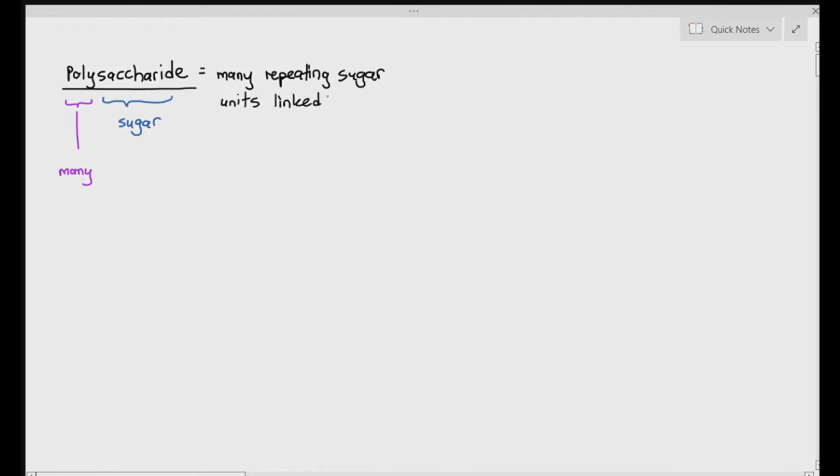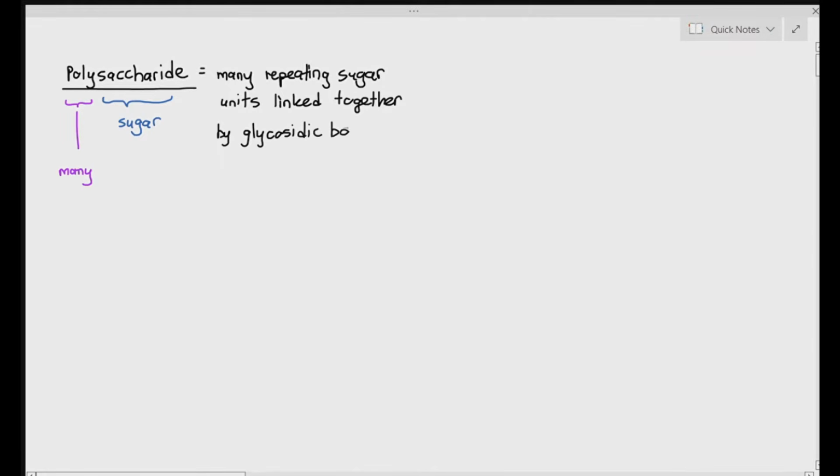Right, so the next thing that we actually have to look at is polysaccharides. Now, if you look at the definition, always remember that saccharides means sugar and poly means many. If you remember, monosaccharides means one sugar molecule, disaccharides means two sugar molecules linked together, and polysaccharides, by definition, is just many repeating sugar units linked together by glycosidic bonds.